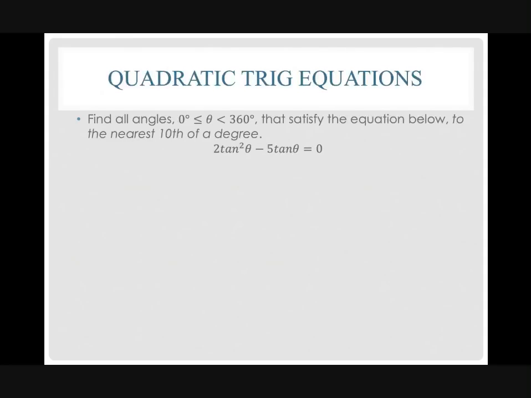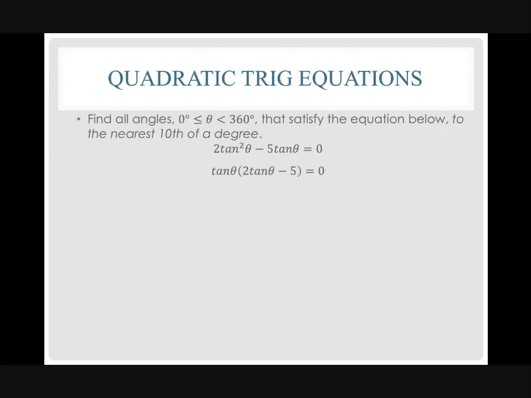So, quadratic trig equations. Here's your question. For all angles theta, where theta is greater than or equal to 0 but less than 360, find all solutions and round them to the nearest tenth of a degree for the following equation.